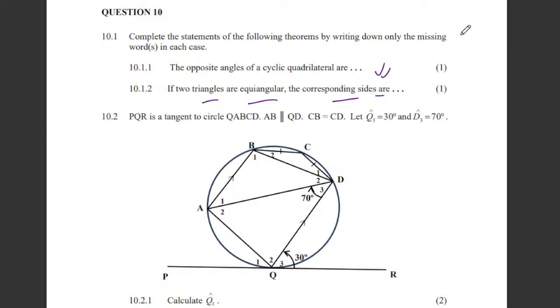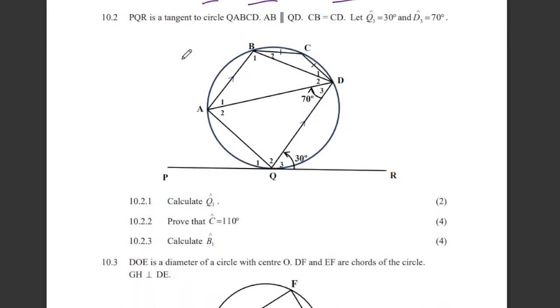10.2 is telling us that PQR is a tangent to the circle. Okay, there is a tangent. Pay attention to the word. Then we have parallel lines. That is also relevant. We have equal sides. And then Q3 is a 30, and then D3 is a 7. Guys, we don't just give information for fun. Whatever we say has some bit of relevance, okay?